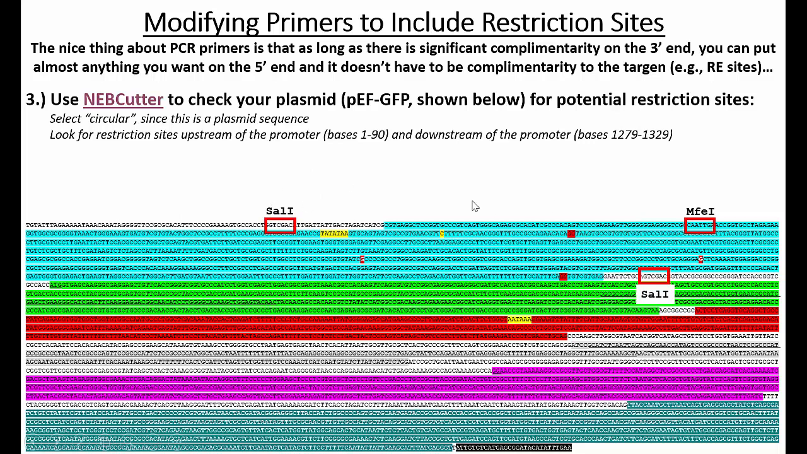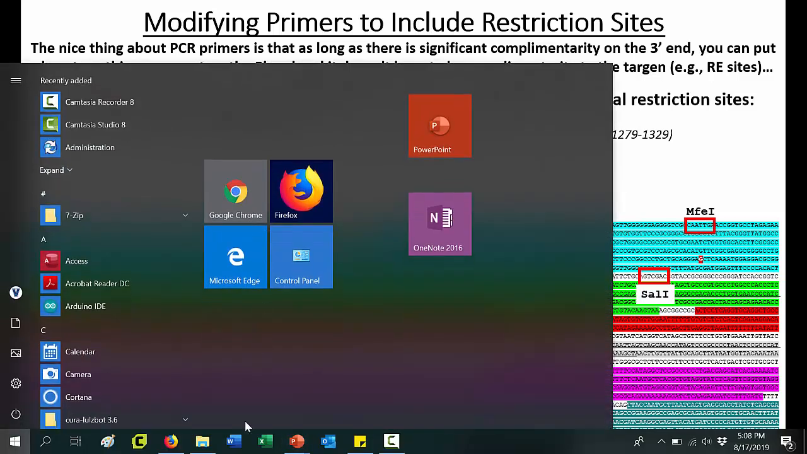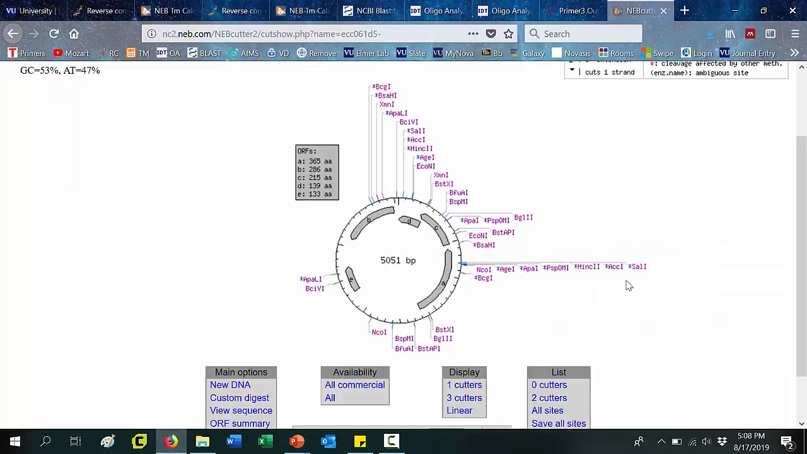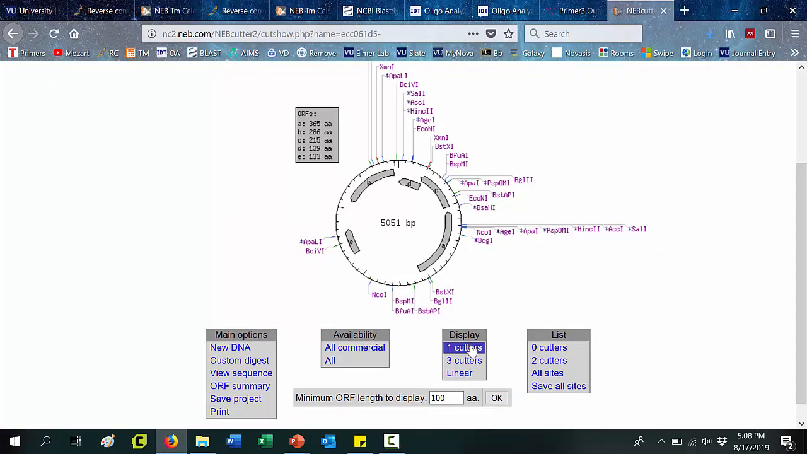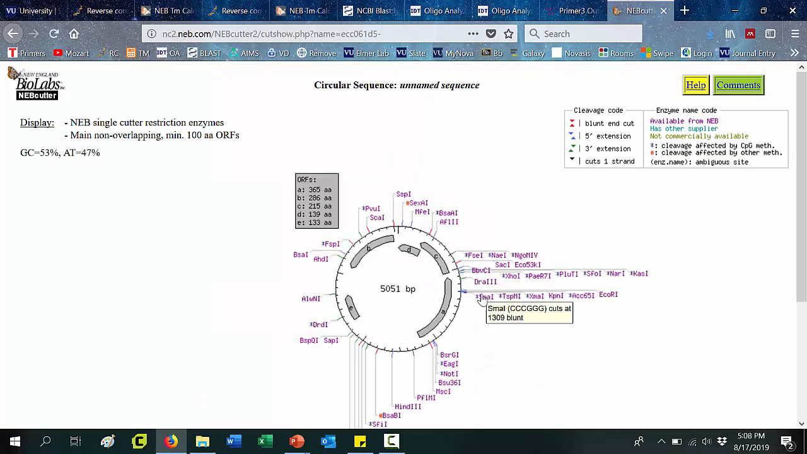Okay, so now we've got some choices. They're not perfect, but we have some choices. SAL1 and MFE1 for cutting upstream of the promoter. Now let's look back at the website and see what is available for downstream. So go back here and click the one cutters. And we're looking for around base 1200. And here we go. Looks like we do have a few options there. So at least downstream of the promoter, there's several enzymes that we could use. ECOR1.